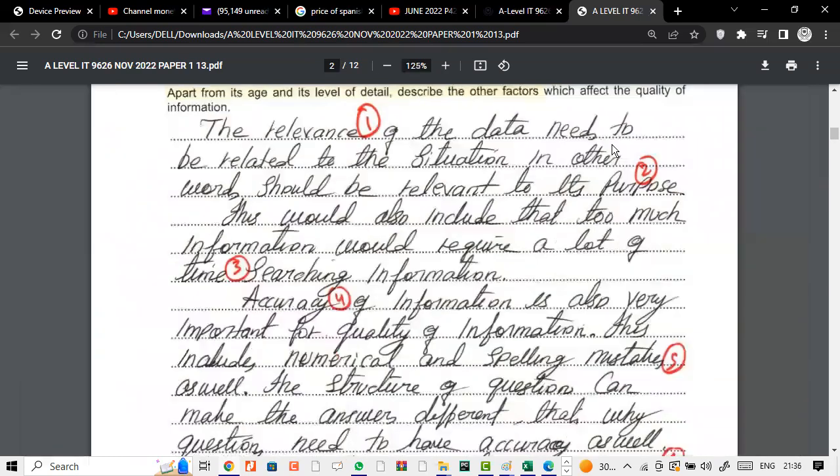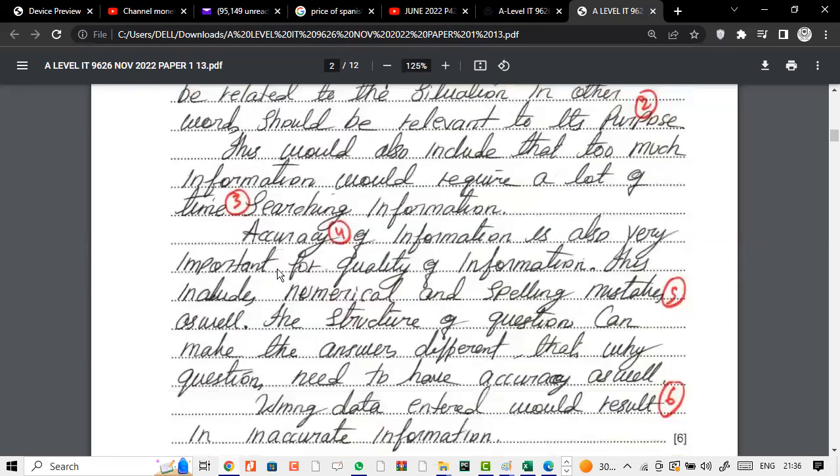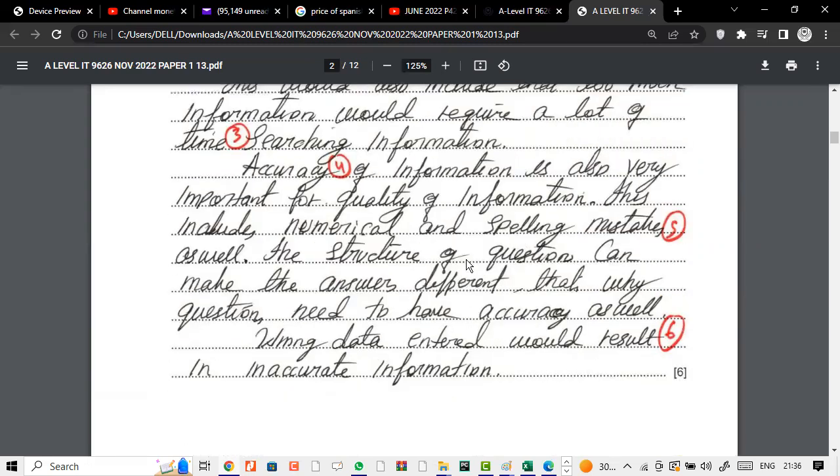The relevance of the data needs to be related to this situation. In other words, it should be relevant to its purpose. The data should be up to date, it shouldn't be old. This would also include that too much information would require a lot of time searching. Accuracy of the information is also very important for quality of information. This includes numerical and spelling mistakes as well.